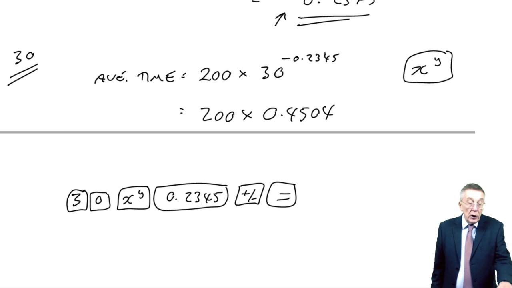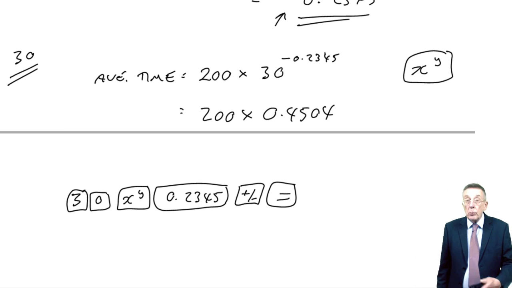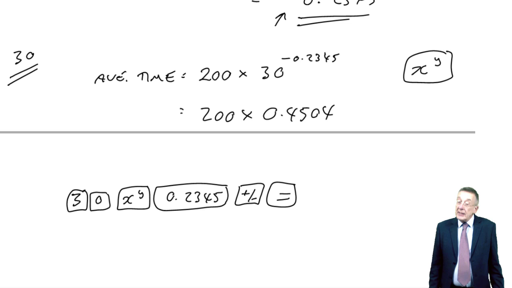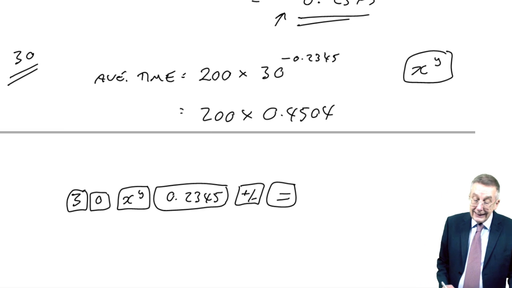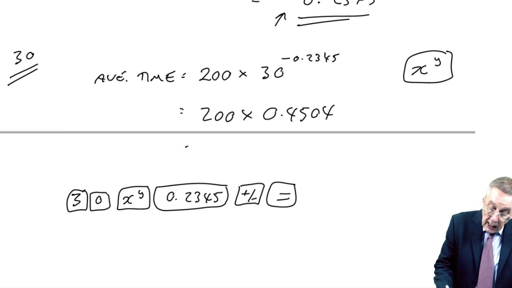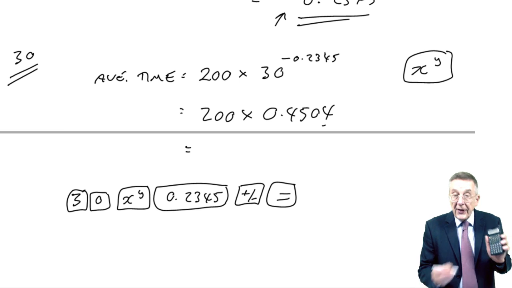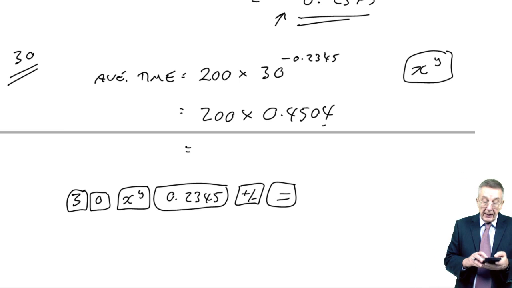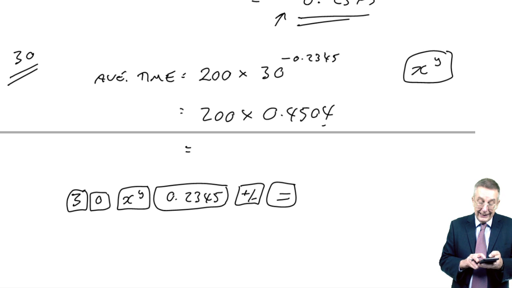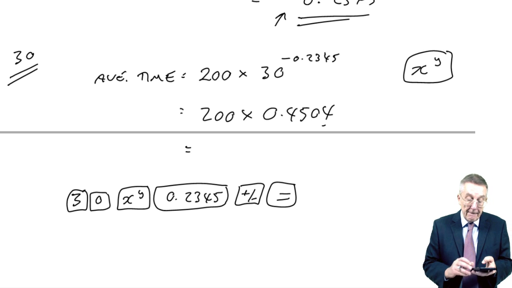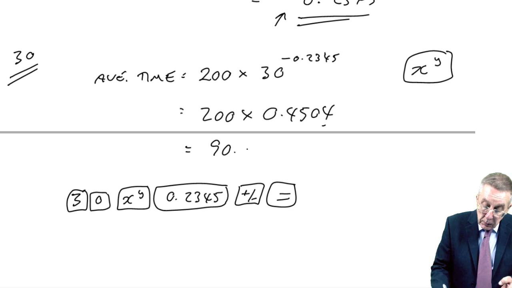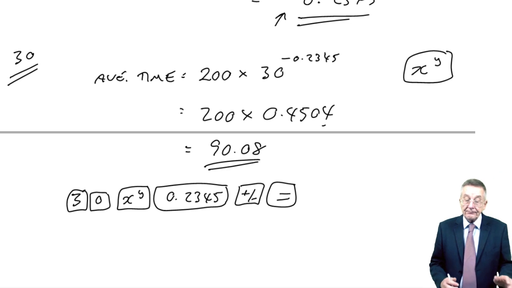So I can't say any more than that. If your calculator has the same logic as mine, that'll work. If it doesn't, well, I've said enough. I wrote that down separately. Of course, in the exam you don't need to. Once you've got that on your calculator, you can just multiply by the 200. I get 90.08.